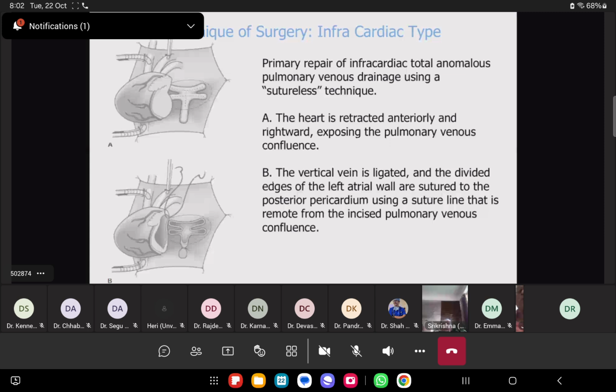A primary repair of the infracardiac TAPVC by the sutureless technique. This is the image which is showing the descending vertical vein and the four pulmonary veins. Incision is carried out at the level of the left atrium and the vertical vein is ligated and divided. Edges of the left atrial wall are sutured to the posterior pericardium using a suture line that is removed from the incised pulmonary venous confluence.